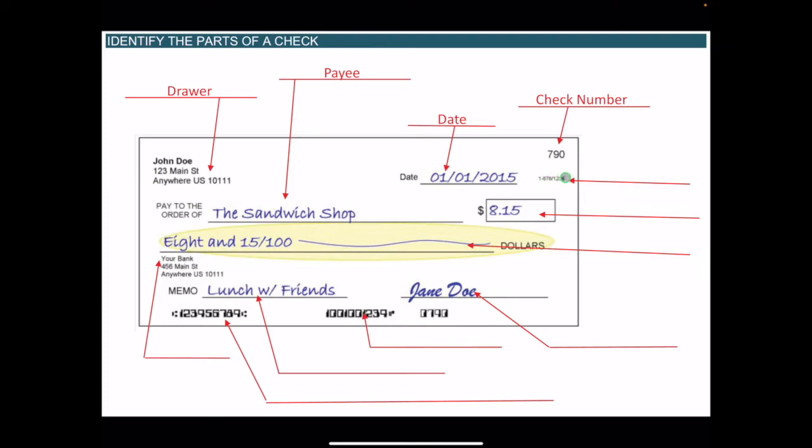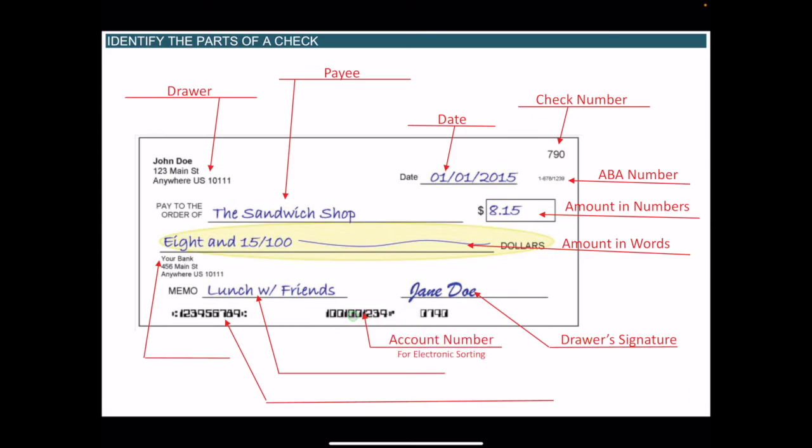This number here is called the ABA, American Bankers Association number, and this is how your check gets from one person to the next. It is a routing number. These identify banks. Then you will have the amount in numbers. You will have here the amount in words. Down here, you have the drawer's signature.